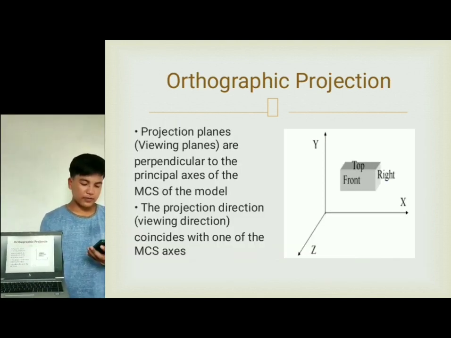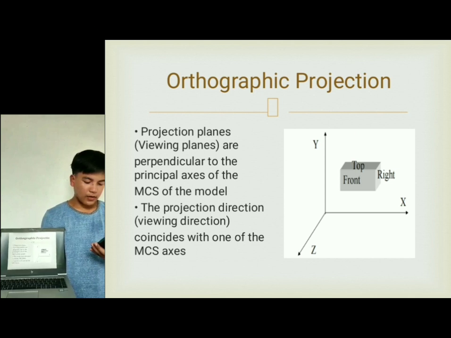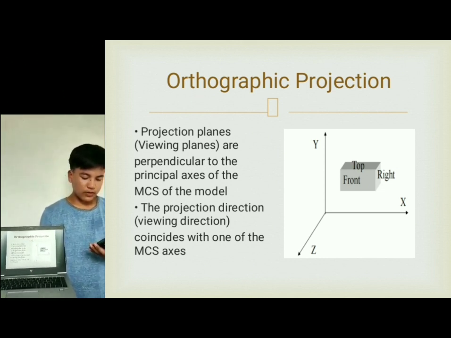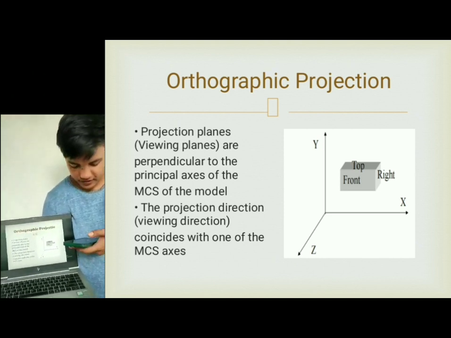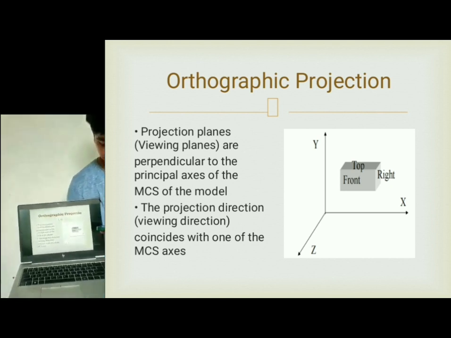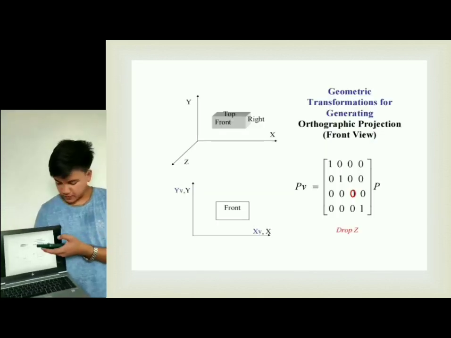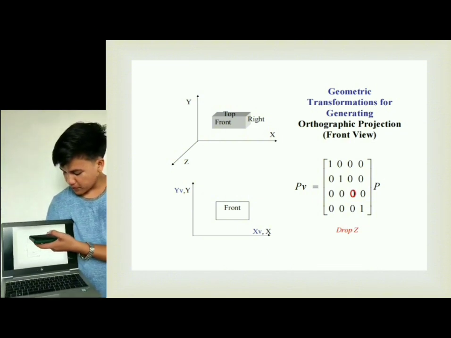Orthographic projection. Projection planes, or viewing planes, are perpendicular to the principal axes of the model coordinate system of the model. The projection direction, or viewing direction, coincides with the model coordinate axis. There are three predefined views in this figure: top, front, and right.